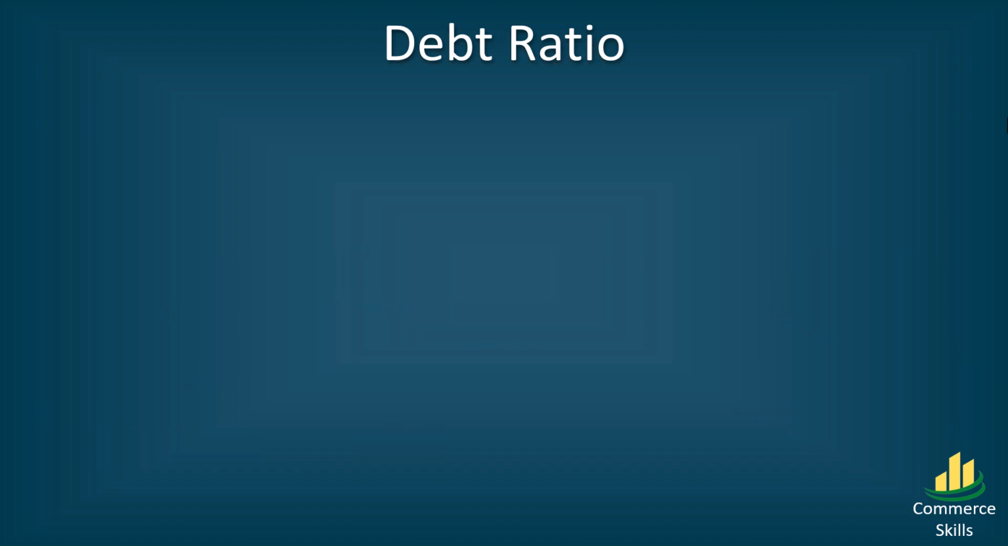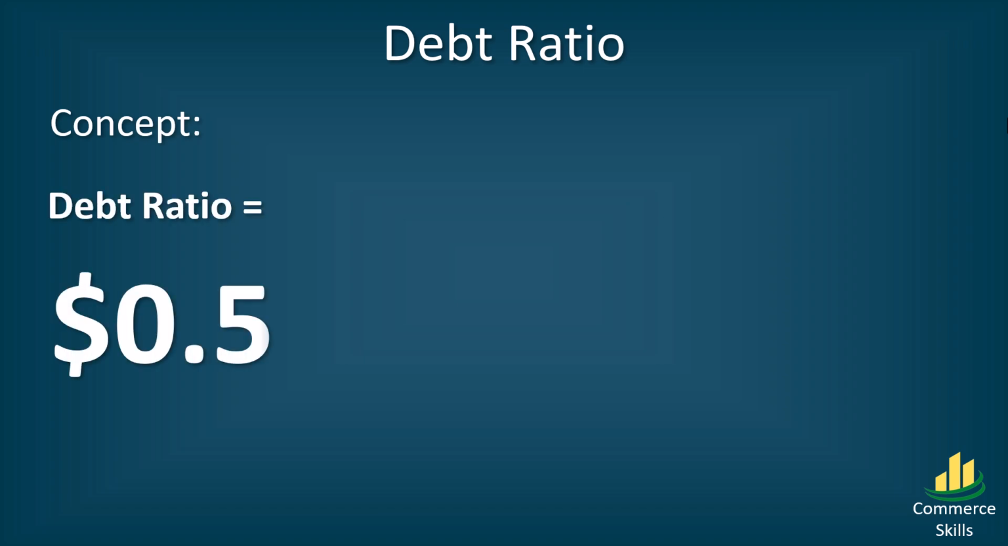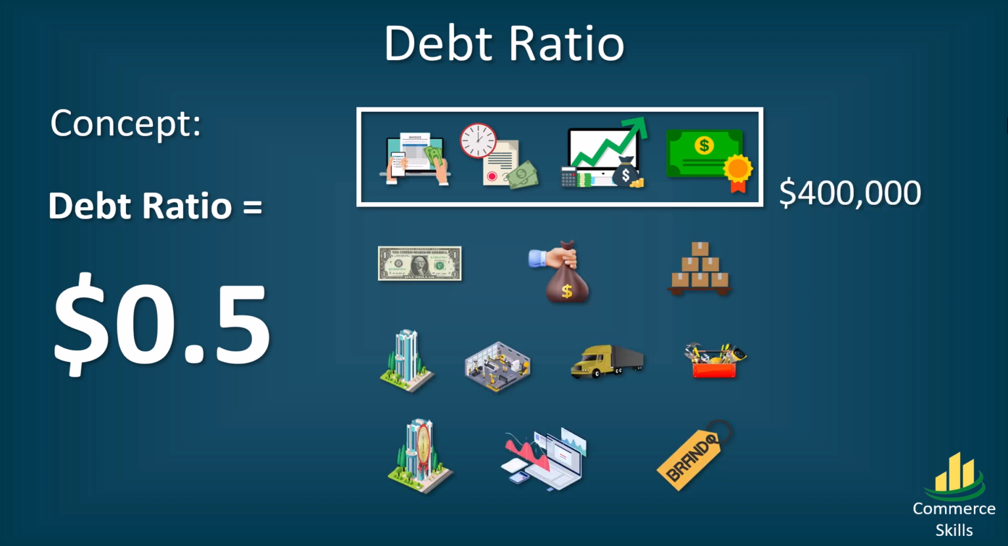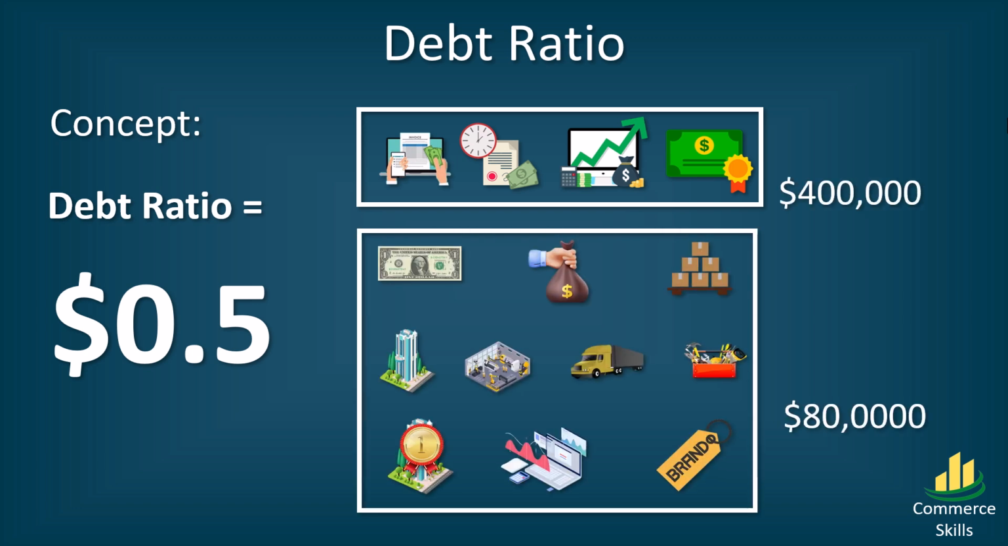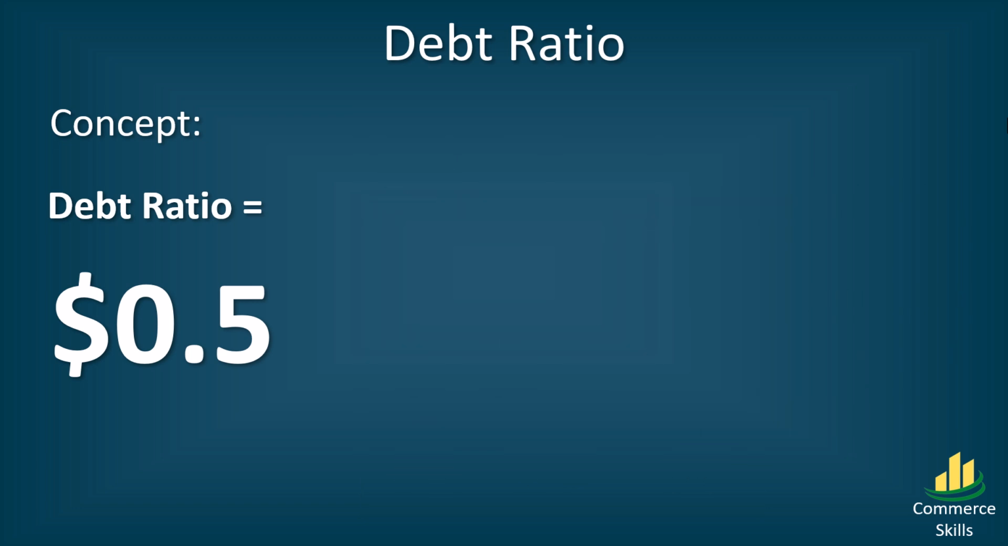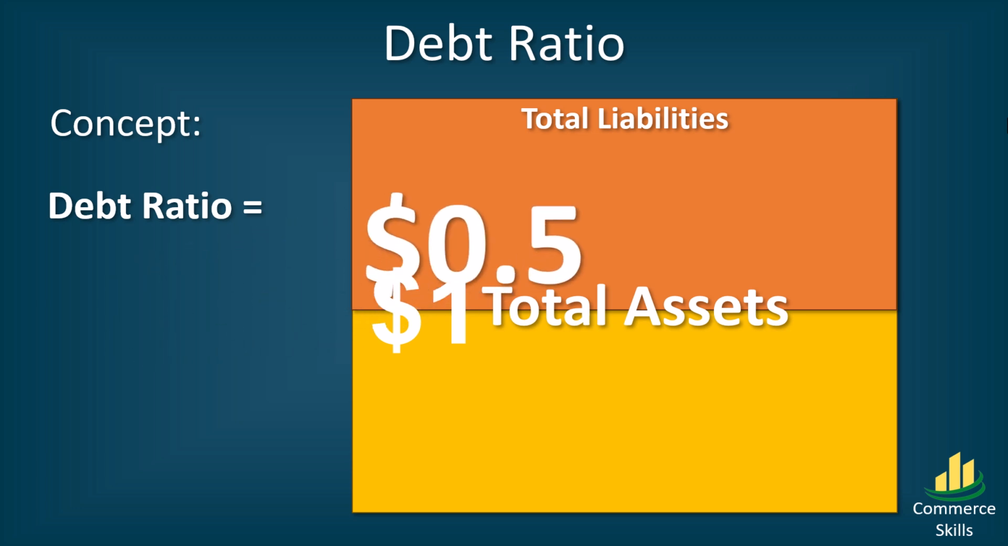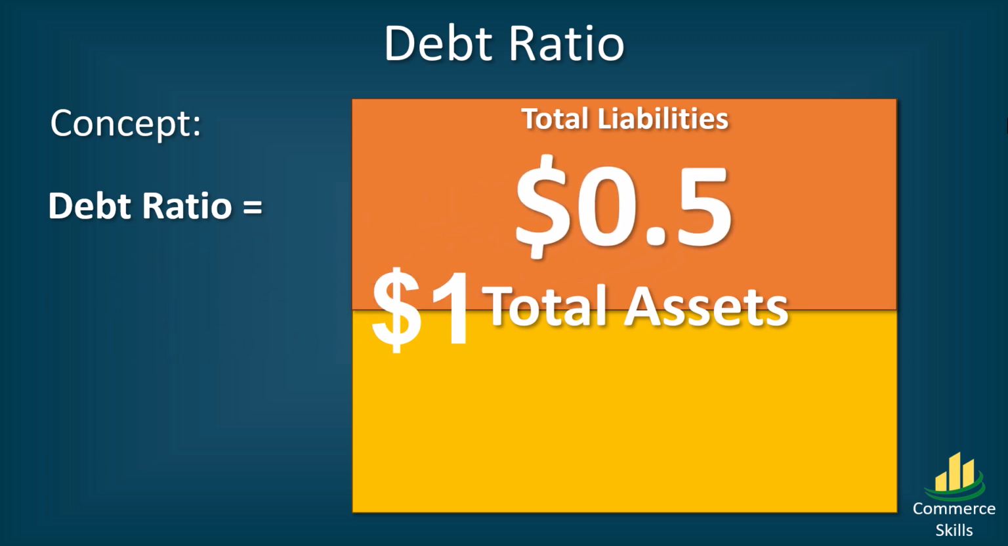Now, let's understand what 0.5 means. It means that for every $1 of total assets, the company has 50 cents financed by debt. In other words, half of the company's total assets are funded through liabilities or debt. If you look at the proportion, the company's total assets are $800,000 and liabilities are $400,000, exactly half. So, the debt ratio of 0.5 tells us that 50% of the company's assets are financed by debt.